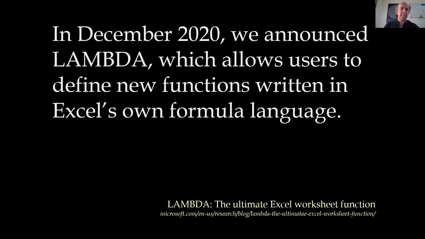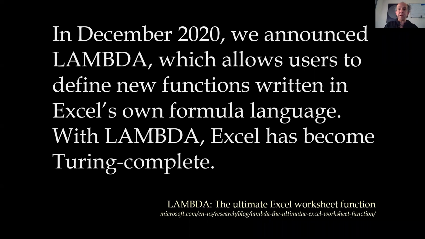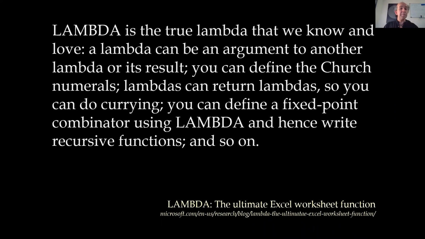I used to joke about the fact that, imagine if Excel had lambdas. I mean, what a nightmare. Guess what? Excel now has lambdas. So they allow you to define new functions, and they are truly lambdas. We've got something that's Turing complete. These are true lambdas. They can be arguments to other lambdas. You can define Church numerals.